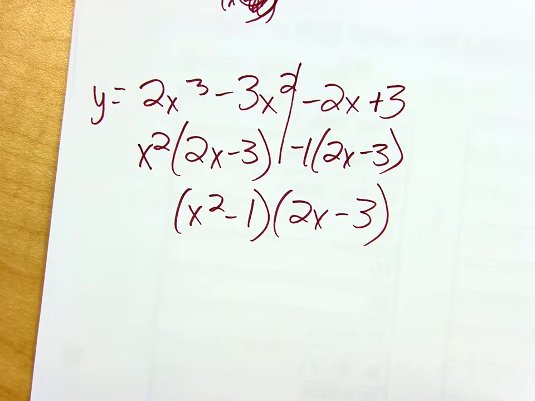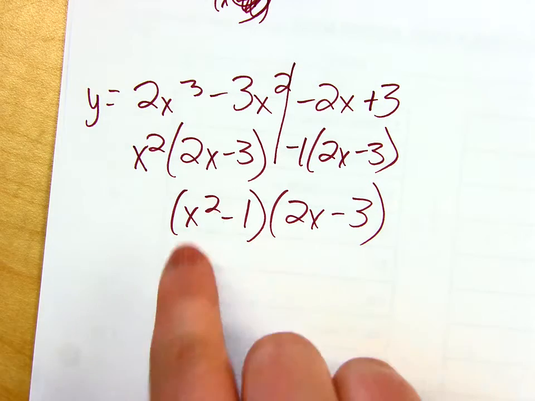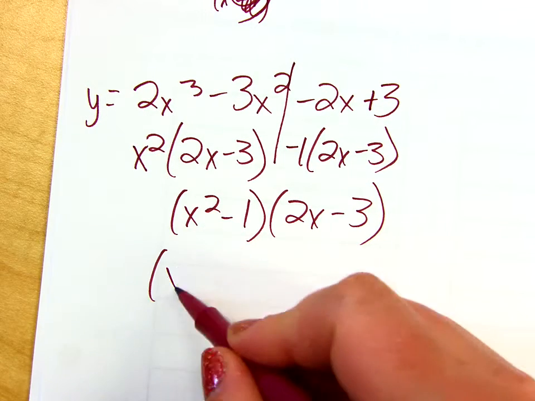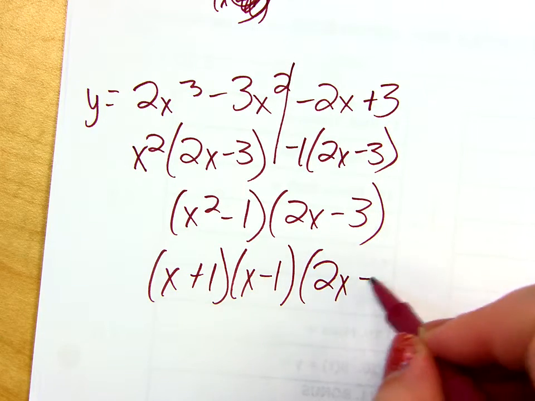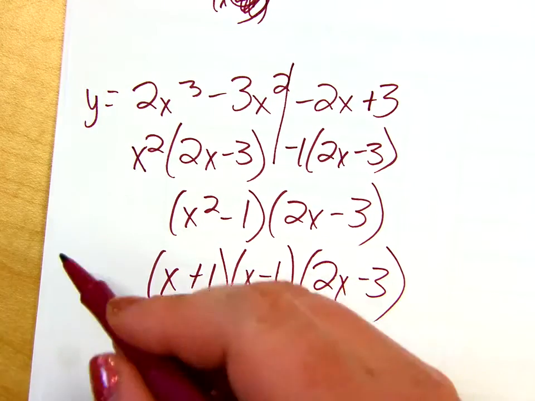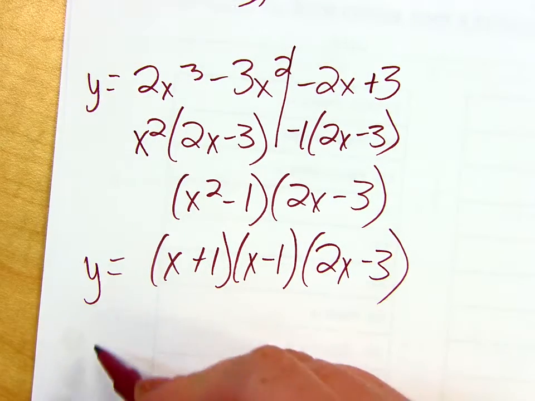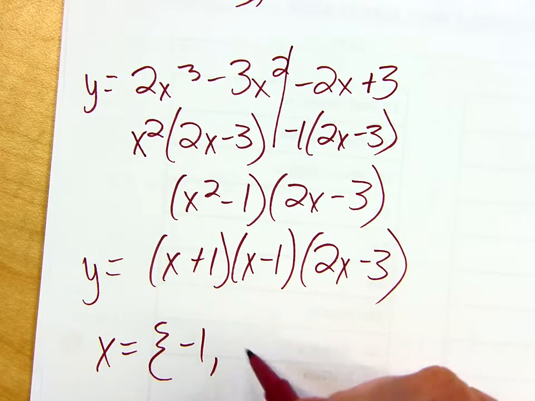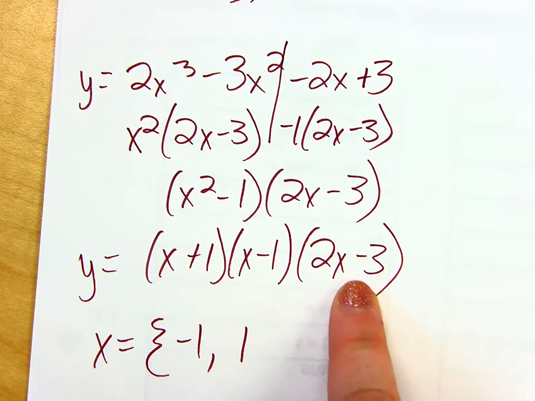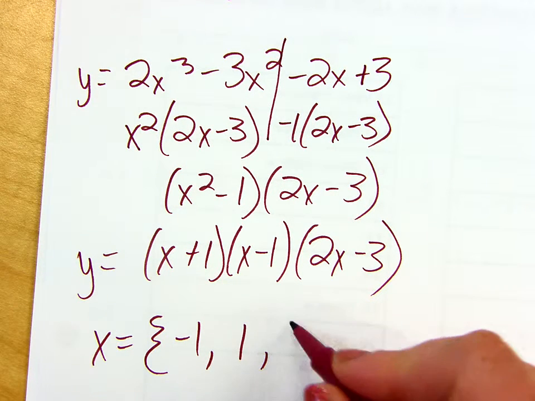Then what can I do? Can't you factor out the x squared one? Yeah, that one's going to split into x plus 1, x minus 1. And I have 2x minus 3. So if I'm trying to find the zeros of this, don't I have them now? My zeros would be negative 1, positive 1. And then what would come from this one? Positive 3/2.